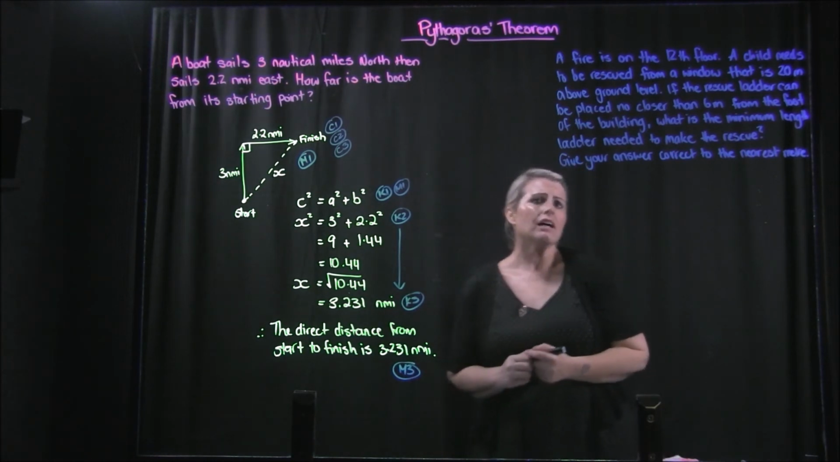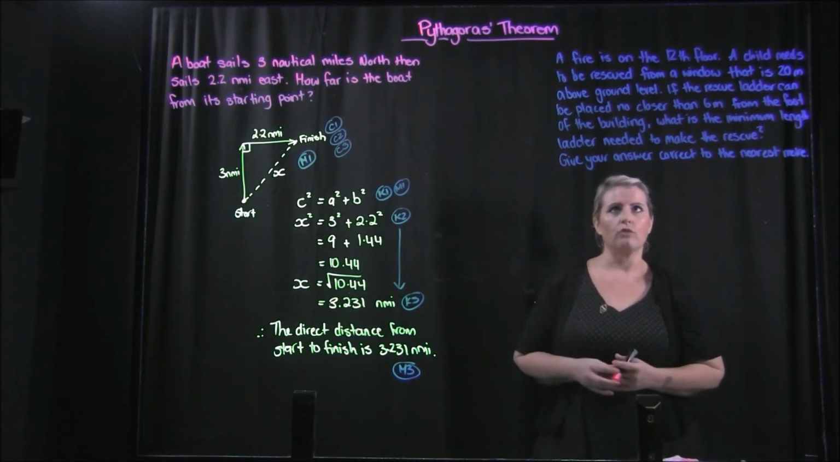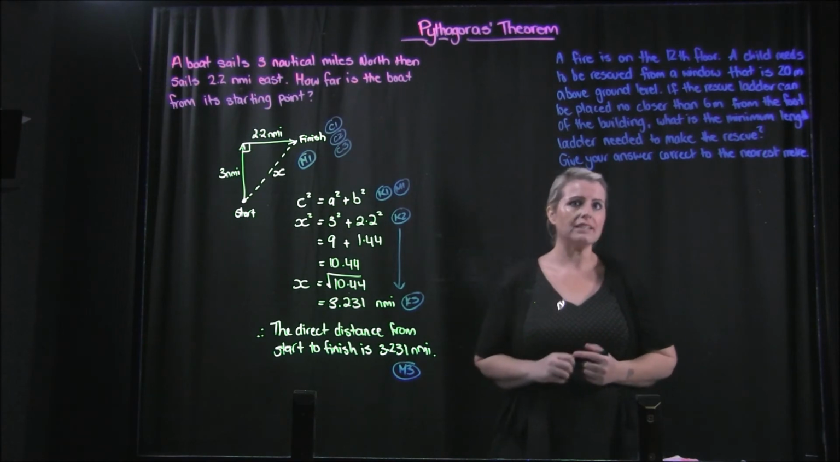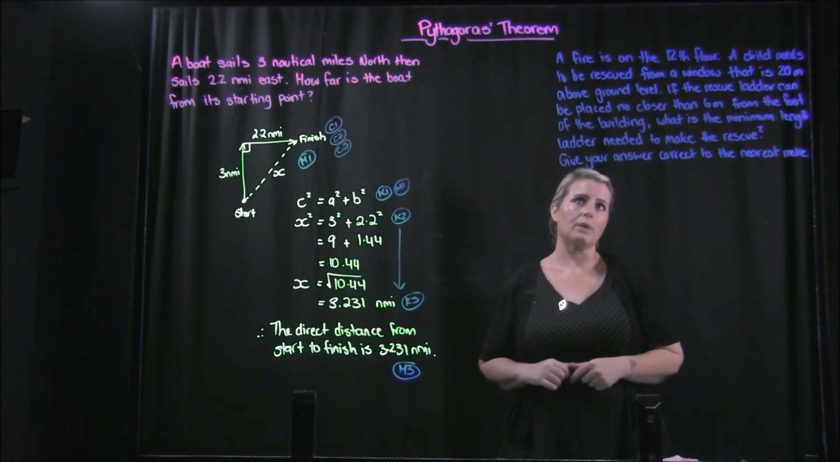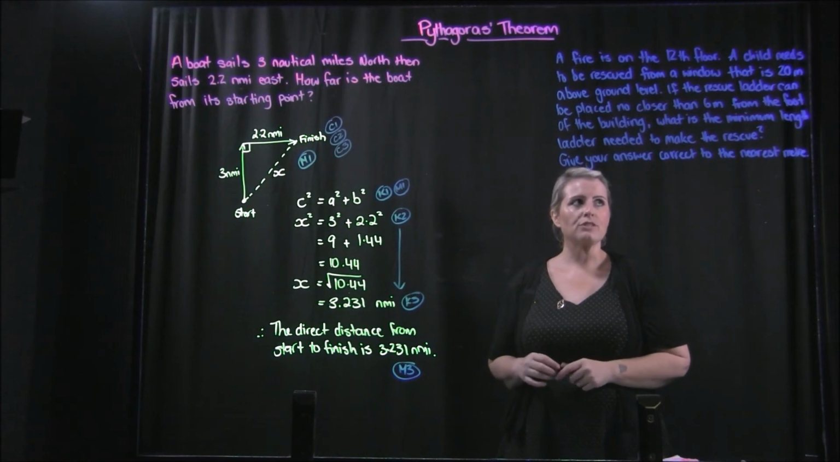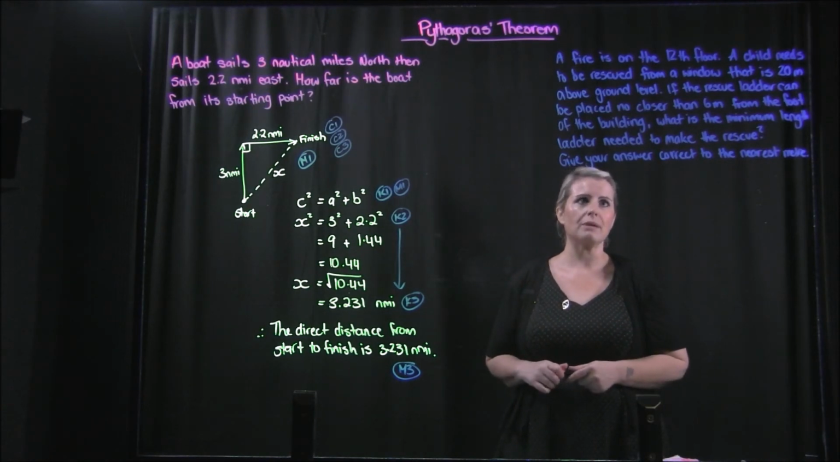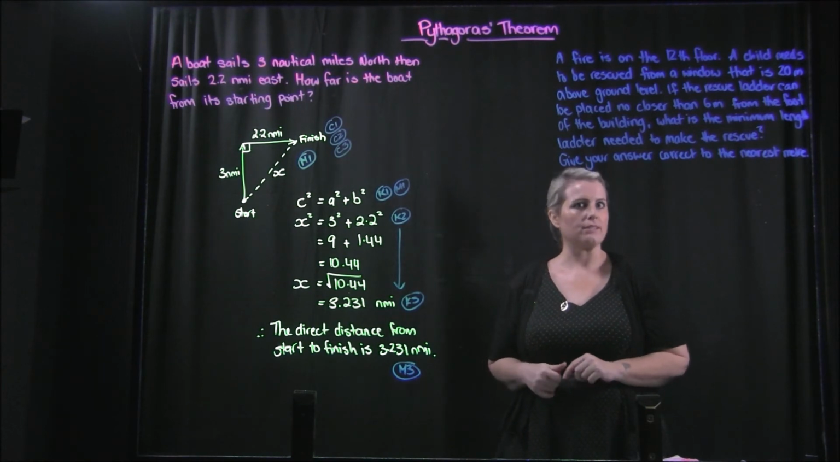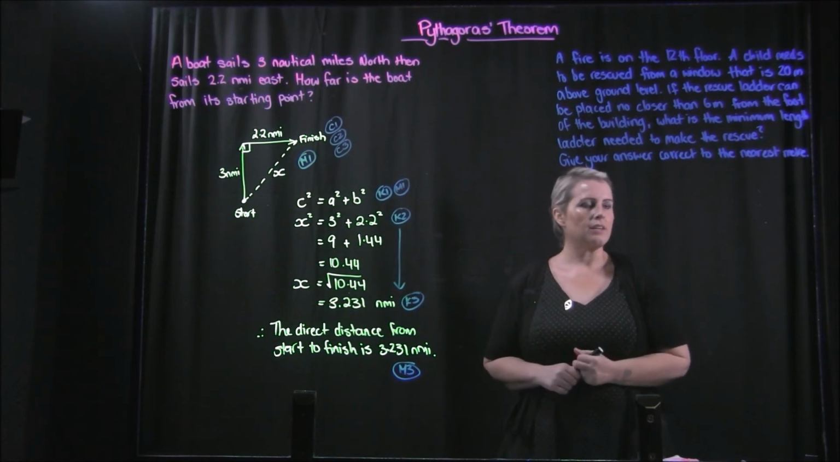Okay, our last one is a little more involved. A fire is on the 12th floor. A child needs to be rescued from a window that is 20 metres above ground level. If the rescue ladder can be placed no closer than 6 metres from the foot of the building, what is the minimum length ladder needed to make the rescue? Give your answer correct to the nearest metre.